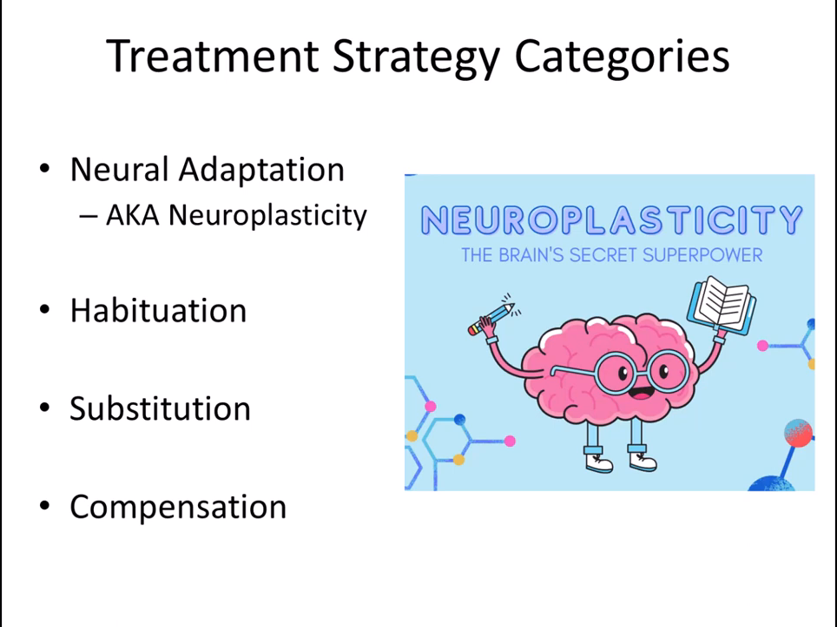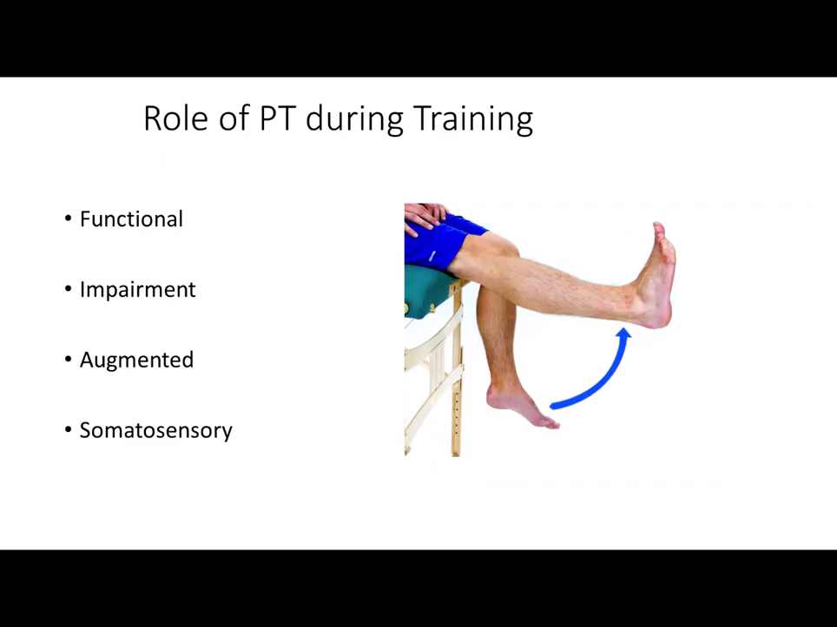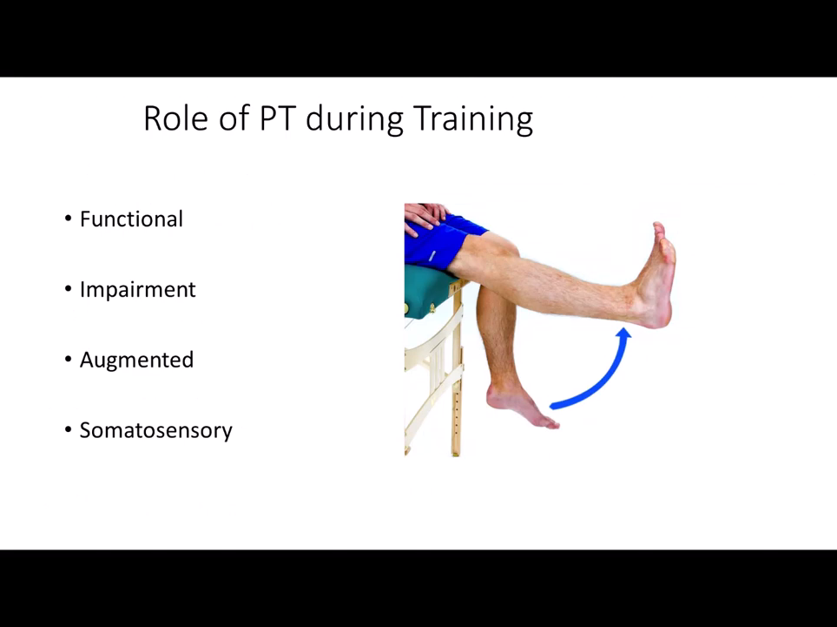And finally, neural adaptation. Neural adaptation is driving changes in structure and function of the nervous system with repetitive, attended practice that is task-specific. The majority of what I'd like to teach you in this course is going to be focused on neural adaptation.